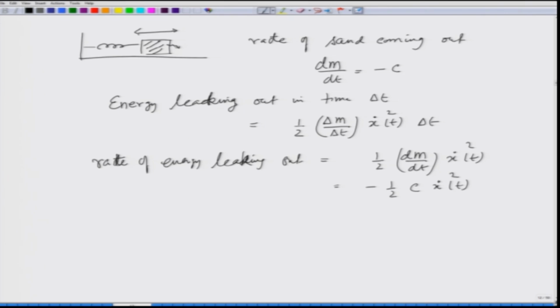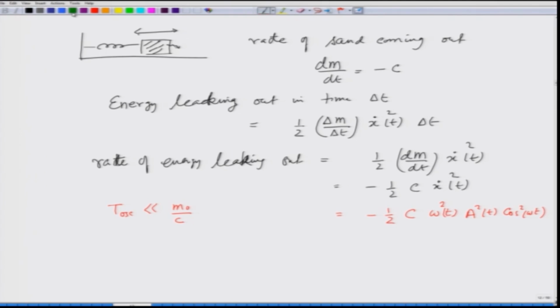And since we have already assumed that T oscillation is much less than m naught over c, mass does not really change much during an oscillation, and therefore, I can assume 3, 4, 5, 10 oscillations there is an angular frequency and there is an amplitude, and therefore, I can write this as minus 1/2 c omega square t, a square t, cosine square of omega t plus phi. Omega is going to be a function of time because mass is changing as a function of time, although very slowly. Phi is a phase, but I am taking that to be 0 without any loss of generality. So, this is going to be the rate of energy leaking out.